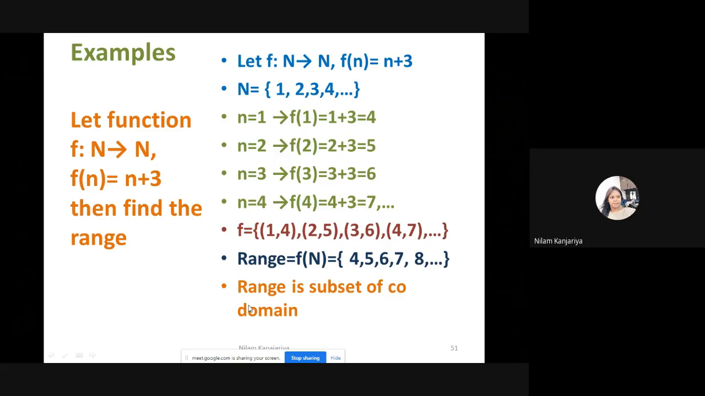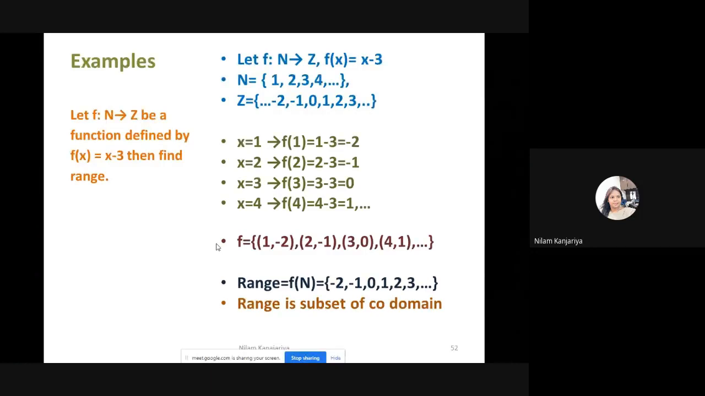And range is a subset of codomain. Understand this one? Same type of question, but just the set changes and the function also changes. Are you able to count? This is also the next example.